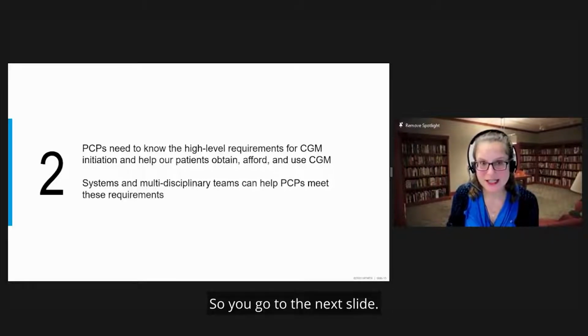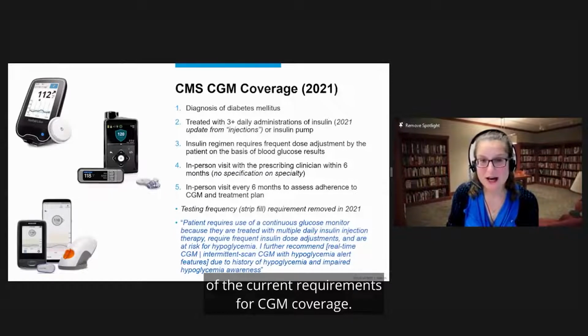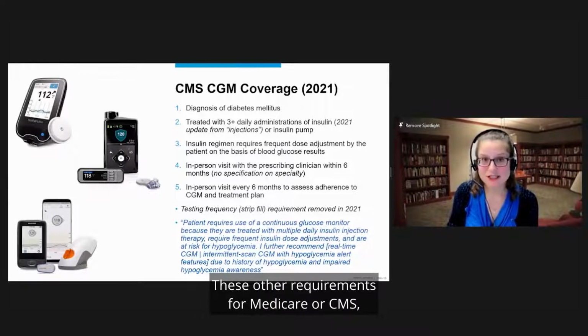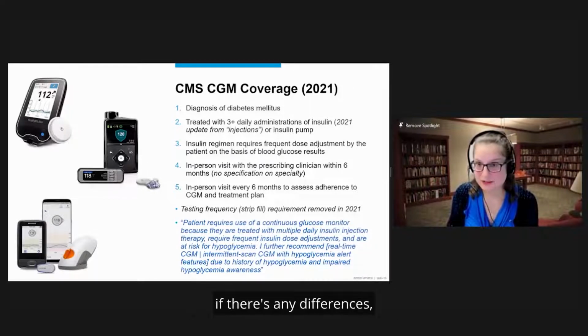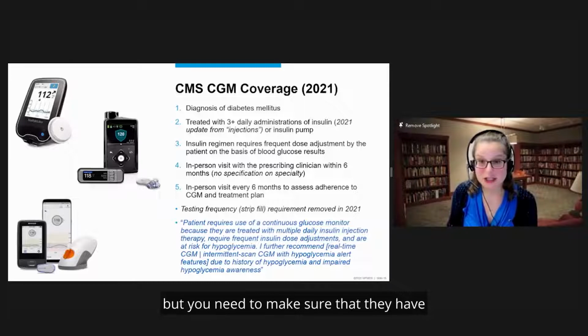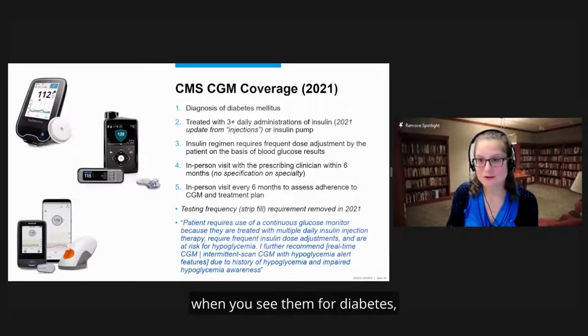So you go to the next slide, really give you a bit of just a high-level overview of the current requirements for CGM coverage. These are the requirements for Medicare or CMS. There is variability for different health plans, but most do follow CMS criteria, though you would want to check with your patient's health plan if there's any differences. But you need to make sure that they have a diagnosis in the claims, and ideally in the note, when you see them for diabetes.